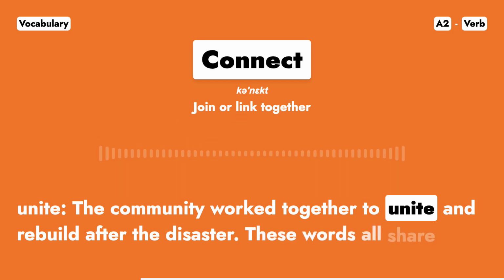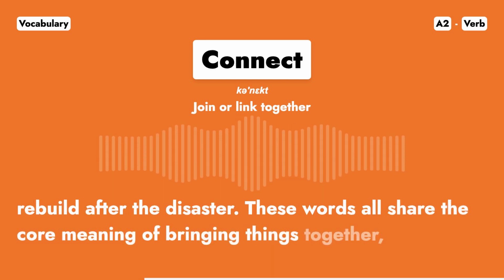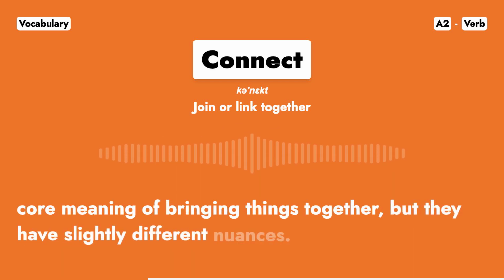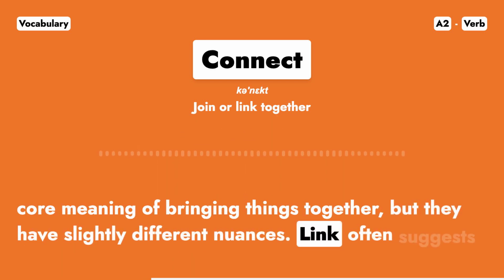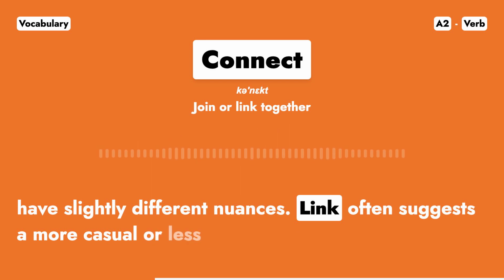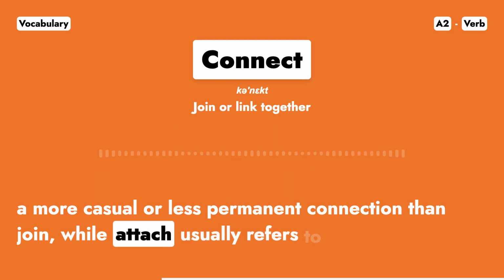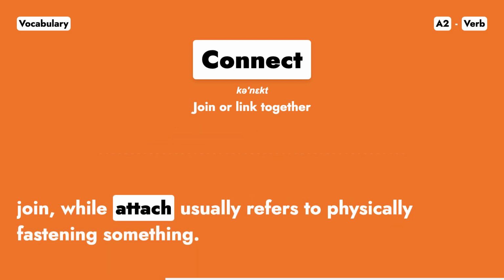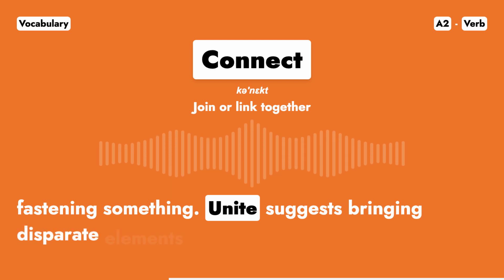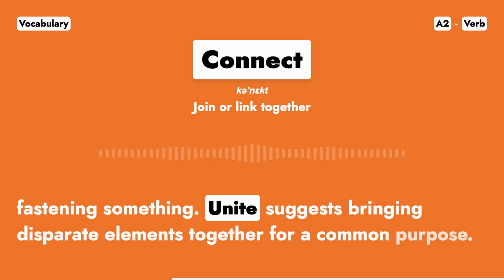These words all share the core meaning of bringing things together, but they have slightly different nuances. Link often suggests a more casual or less permanent connection than join, while attach usually refers to physically fastening something. Unite suggests bringing disparate elements together for a common purpose.